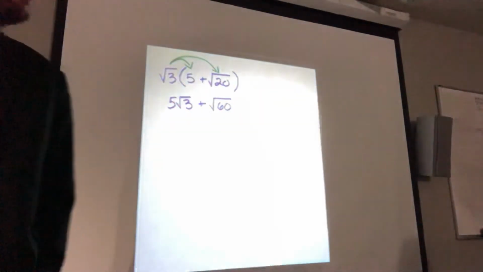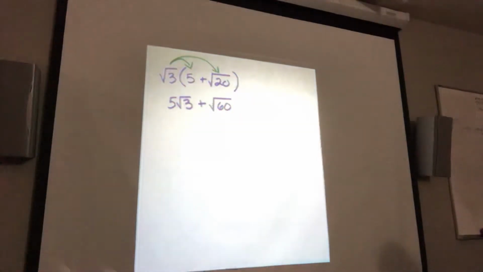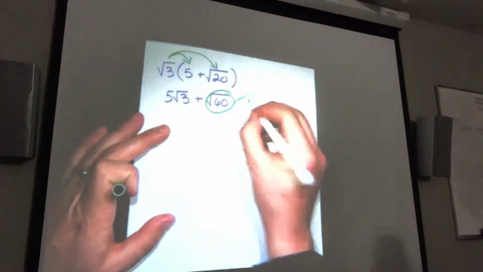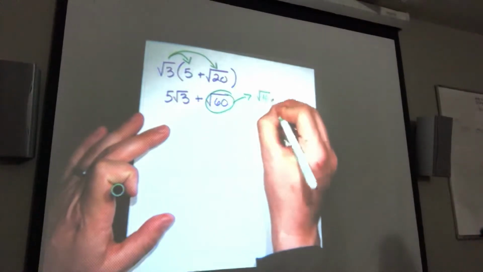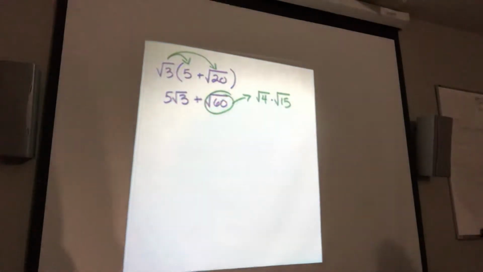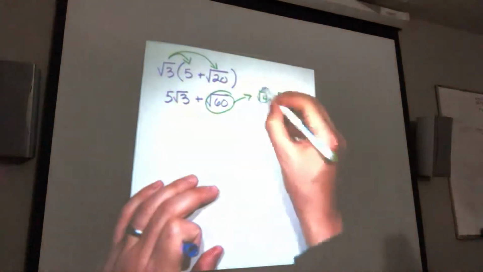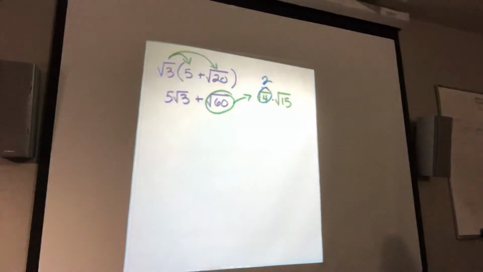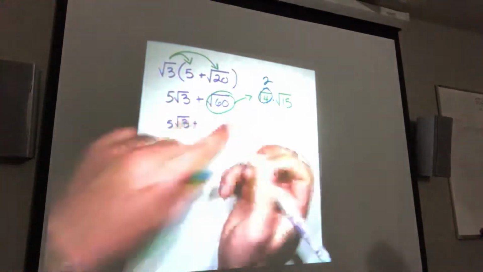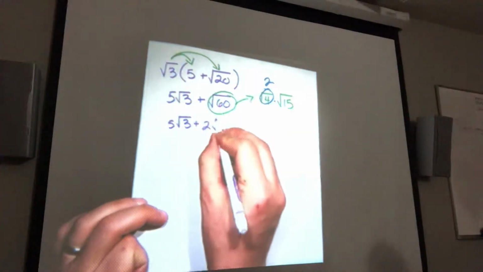The highest perfect square 60 can be divided by is 4, which means that the square root of 60 can be simplified as the square root of 4 times the square root of 15, which is great news because the square root of 4 is 2. So the square root of 60 is 2 root 15. So let's rewrite that. The first one's 5 root 3, and the second one is 2 root 15.